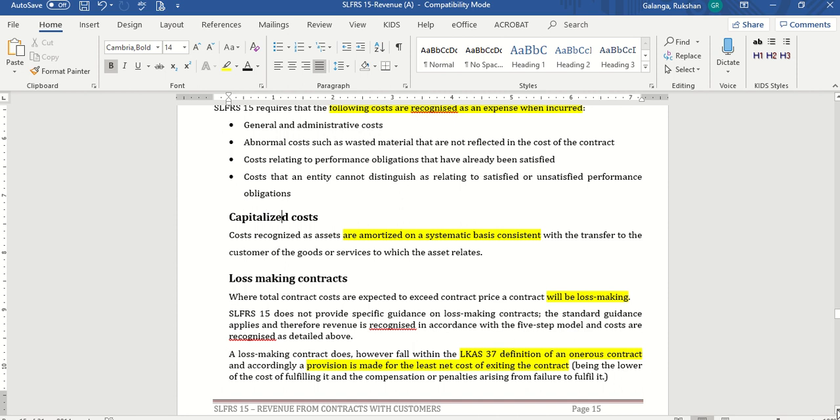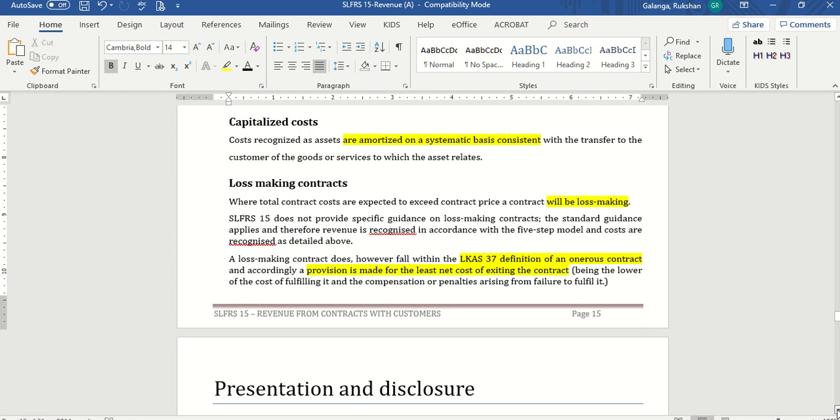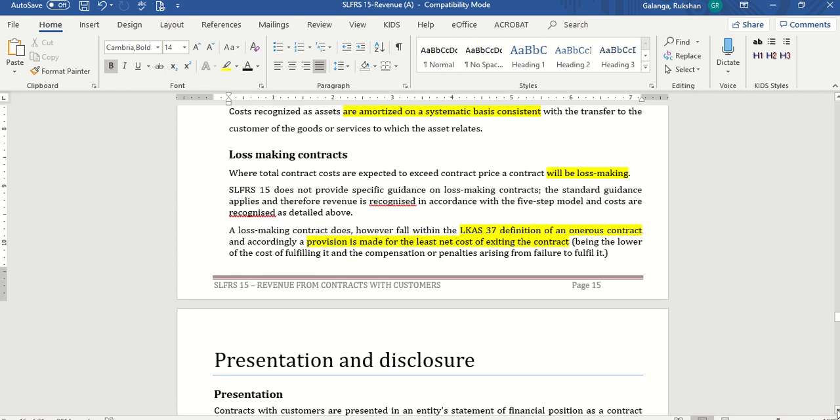The next thing is loss making contracts. What do you mean by loss making contracts?